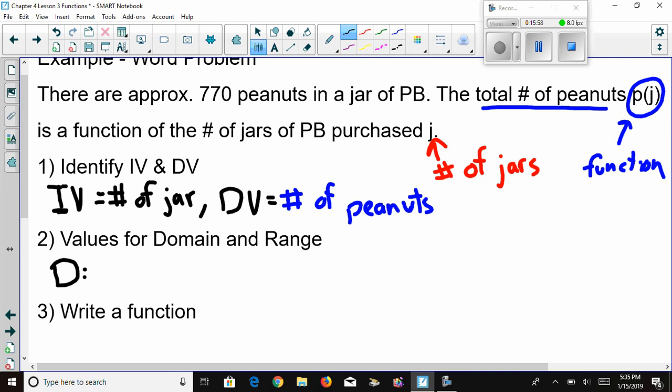So what I'm going to say is that my domain is going to be the set of all whole numbers. Now, the reason why I said whole numbers is because we're not talking about half jars of peanut butter or 3/4 of a jar of peanut butter. We're talking simply about whole jars of peanut butter. So I'm going to say that the domain is all the whole numbers.